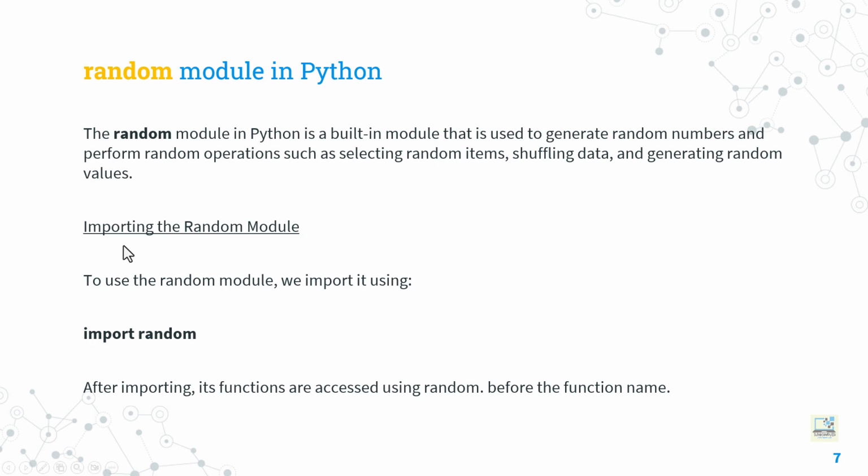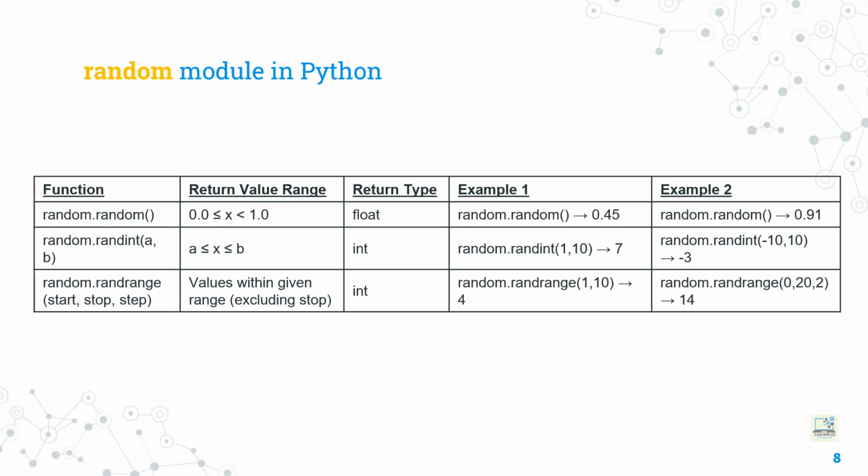So for using methods under the random module, you have to write import random. On the top of your program, you have to write import random, and then you can use all the methods under the random module. There are three methods which I will be explaining. First is called random, second is called randint, third is called randrange. These three methods I will be discussing, and these are under the random module.